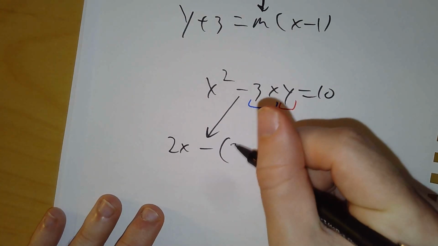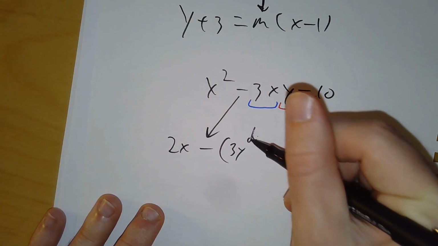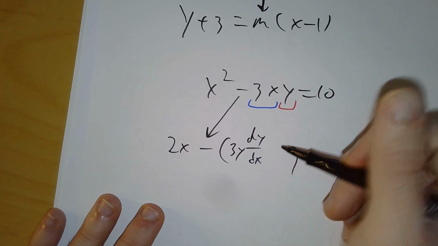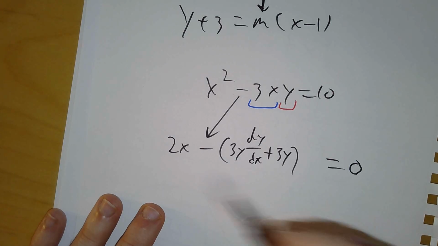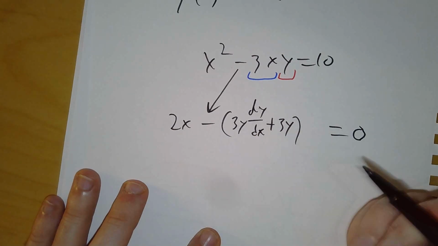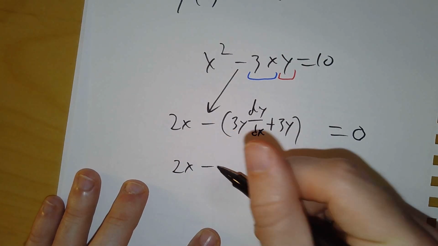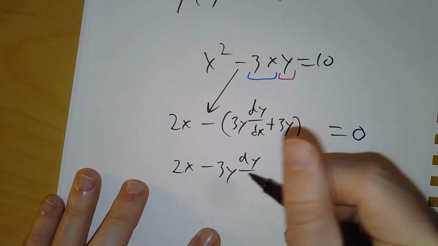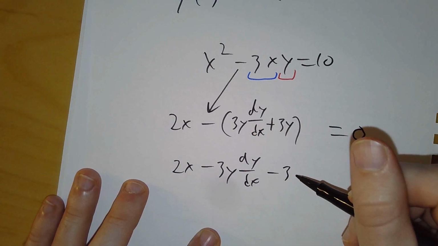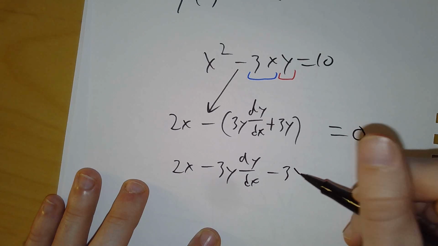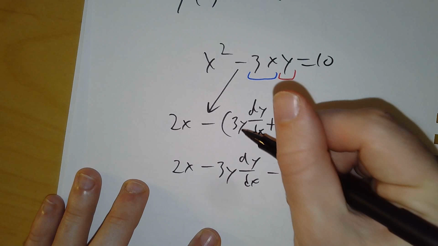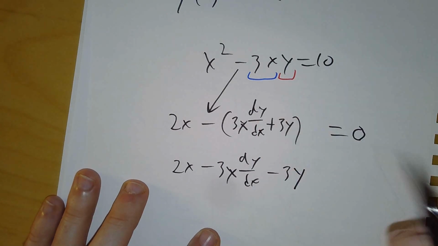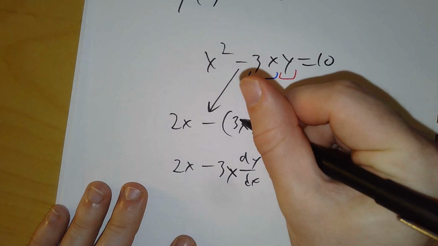It's going to be 3x dy/dx plus 3y. Then we're just going to distribute that negative. So that's where that parentheses comes in handy. 2x minus 3y dy/dx minus 3y, minus 3x dy/dx.